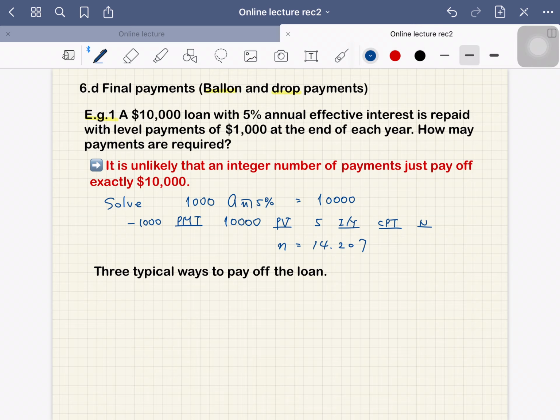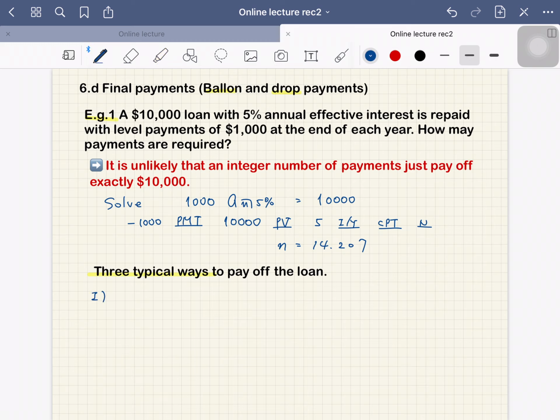Then you can get n is equal to 14.207. So that means 14 payments are not enough to pay off, but 15 payments are too much to pay off $10,000. In this situation, we have 3 typical ways to pay off this loan.